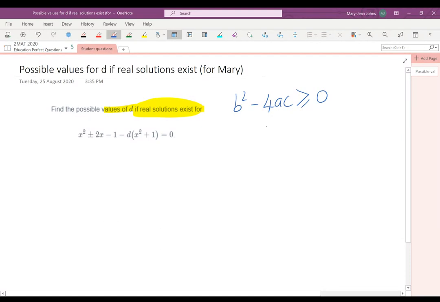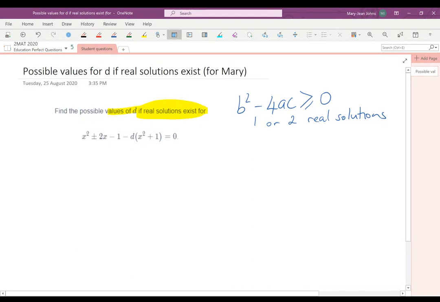Remember that if it's equal to 0, you get one real solution, and if it's greater than 0, you get two real solutions. So this could give you one or two real solutions. So that's where I disagree with what they've done on Education Perfect.